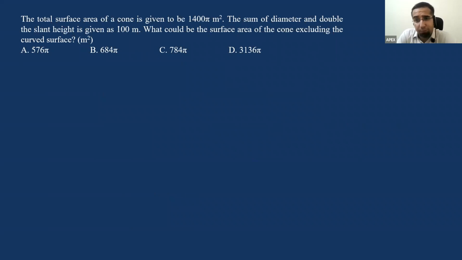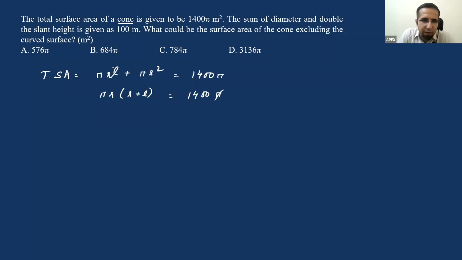Now, again, a very easy question, provided you know the formula of the total surface area of a cone. The total surface area of the cone is equal to 1400 pi. Now, what is TSA of a cone? That is pi r L plus pi r square. Clear? This is equal to 1400 pi. So if I take pi r common, I get r plus L, which is equal to 1400 pi. So pi and pi get cancelled. We get r into r plus L.